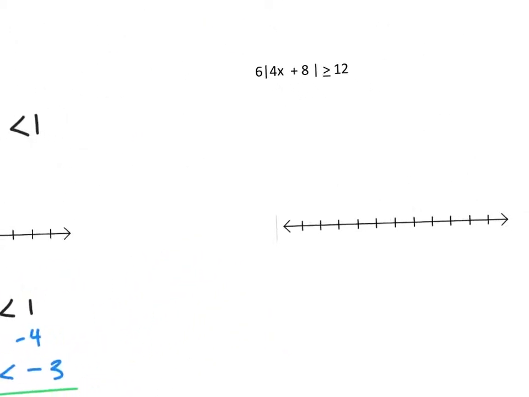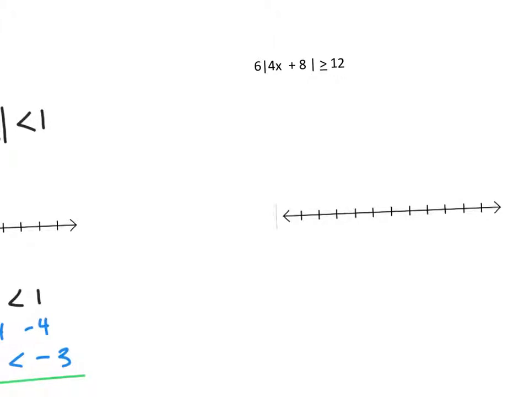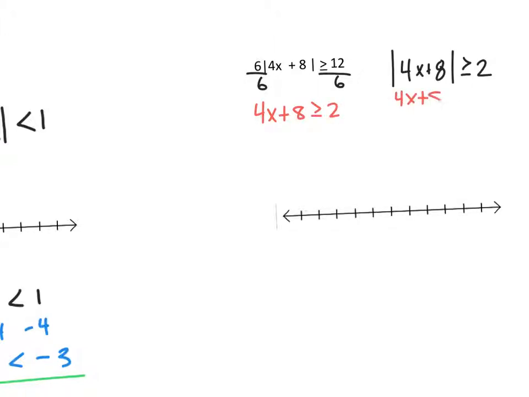And the last one, I want to isolate the absolute value. So I'm going to divide both sides by 6. So I have absolute value of 4x plus 8 greater than or equal to 2. So this is a greater than situation. So greater than, I'm going to set up 4x plus 8 greater than or equal to 2, or 4x plus 8 less than or equal to -2.